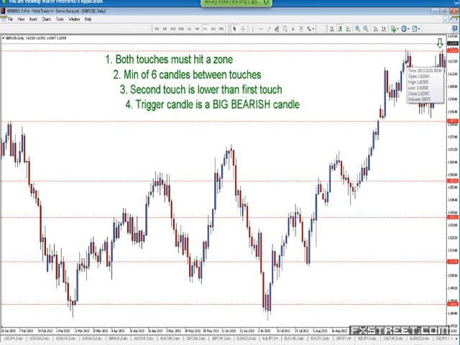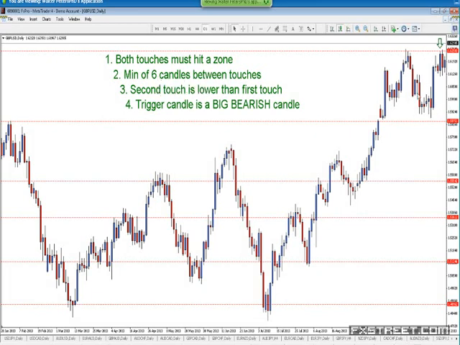This first touch up here, the highest candle was at 62.59. Now over here, at the second touch, the highest candle is at 62.55. So it's 4 pips lower. The highest touch is 62.55, the highest touch is 62.59. What that means is this qualifies as a moolah top. Both touches hit the zone? Yes. Boom, boom. 6 candles between touches?